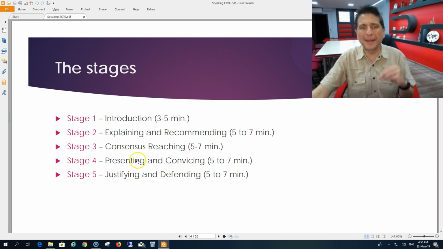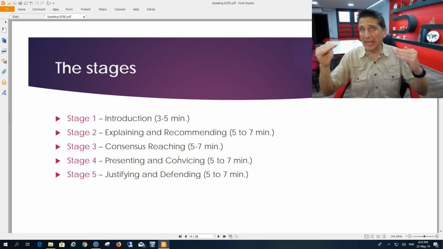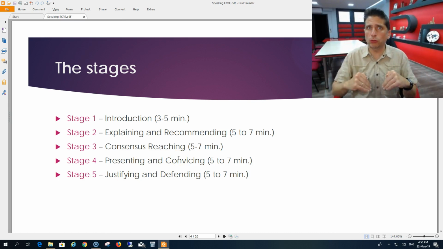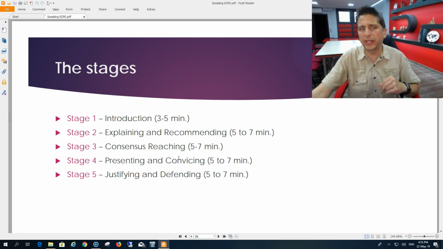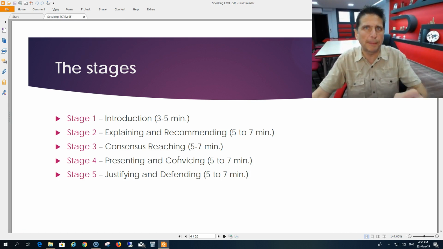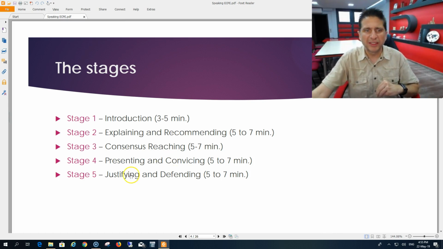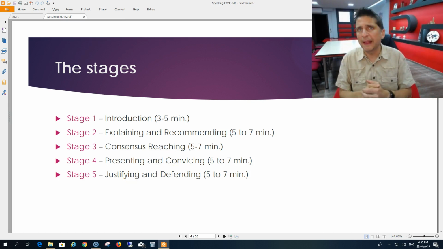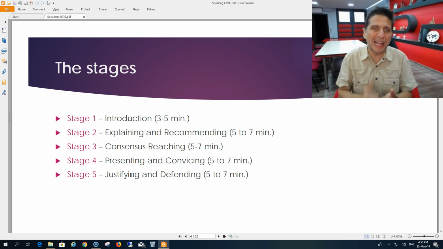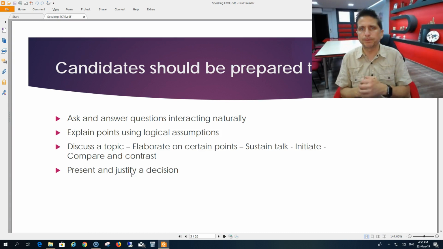Stage 4, presenting and convincing. In stages 4 and 5, I repeat, I talk to examiner 2, and this is the formal part of the examination. I present the choice that I made at the end of stage 3, and I try to convince the examiner that I have made the right choice. Stage 5, justifying and defending. I need to answer some challenge questions and to defend my choice.